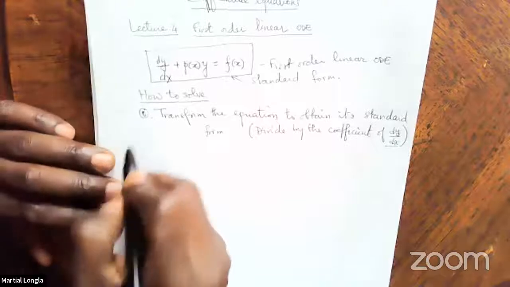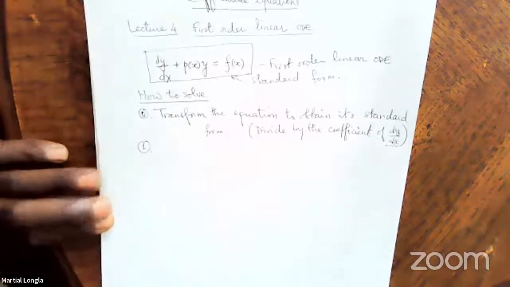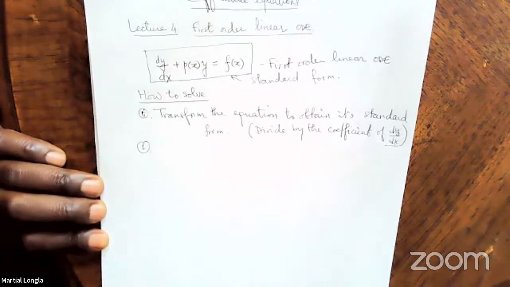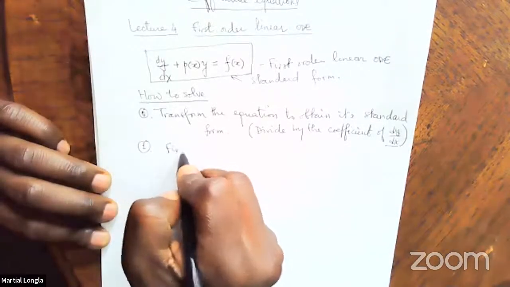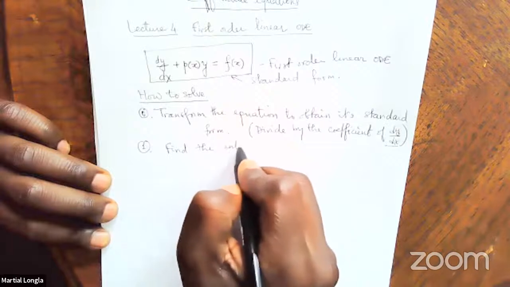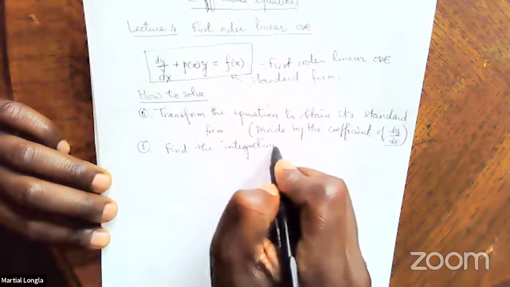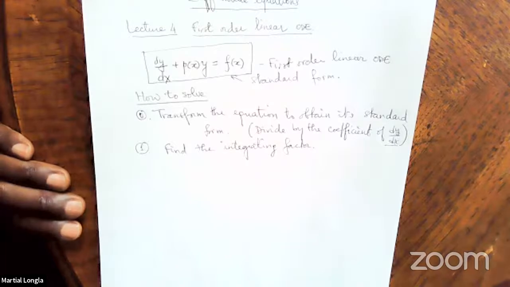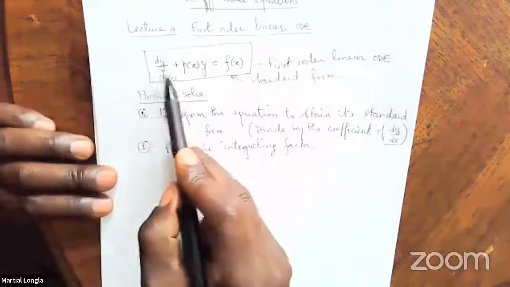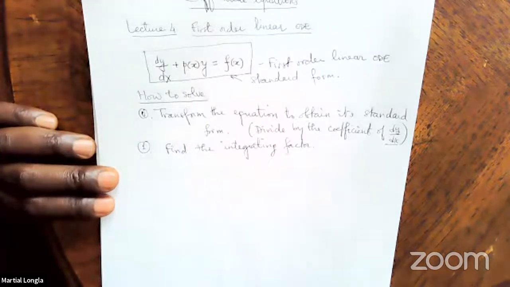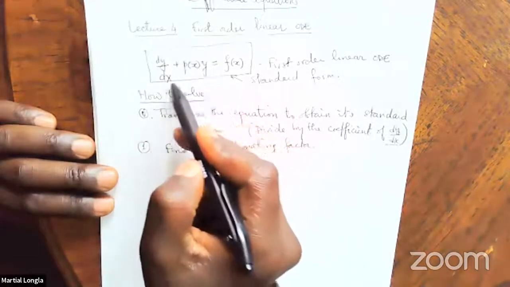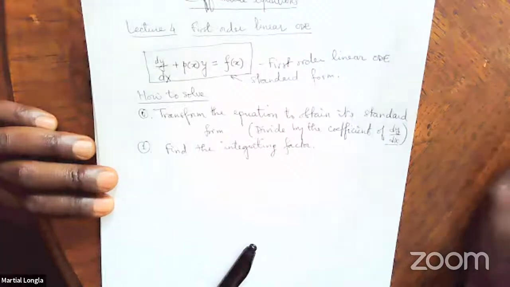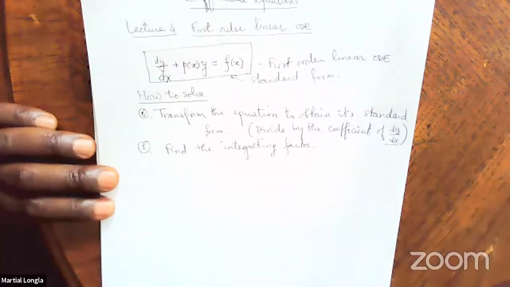And then in step one, after that initial zero step, you will start looking for what we call the integrating factor. So what is the integrating factor and why do we need it? It's because when we have an equation like this, what we tend to want to see is that this left-hand side is the derivative of one function.